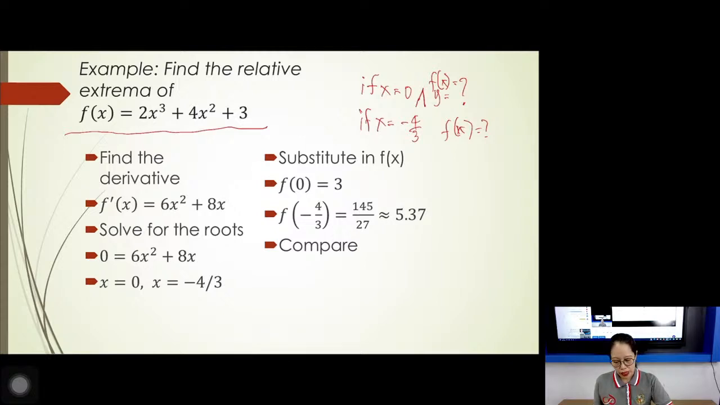Okay, so we can see here that if we compare 3 and 5.37, of course 5.37 will serve as our max because it is greater, and 3 serves as our min because it is smaller.